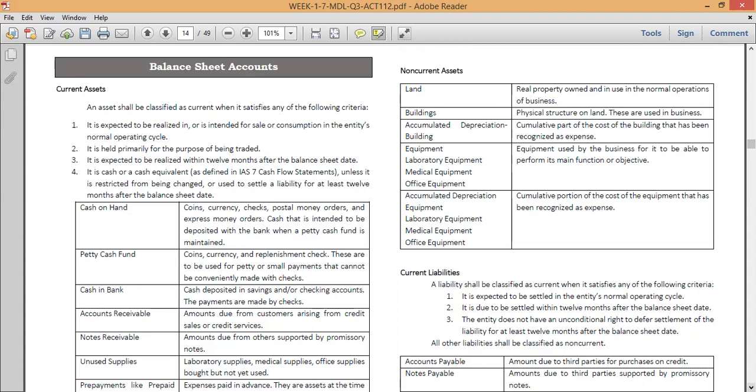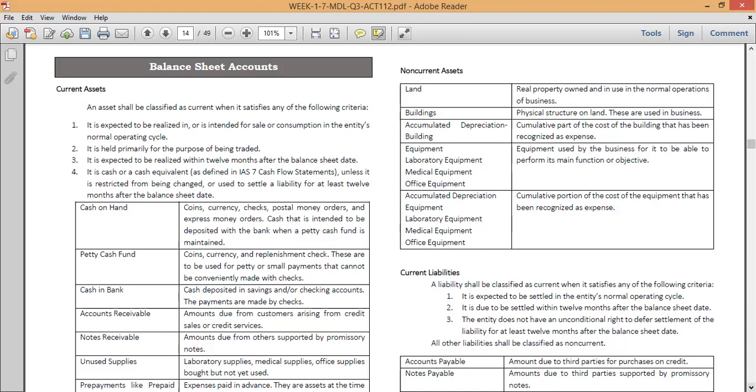It is expected to be realized in or is intended for sale or consumption in the entity's normal operating cycle. It is held primarily for the purpose of being traded. It is expected to be realized within 12 months after the balance sheet date. Then it is cash or a cash equivalent as defined in IAS 7 cash flow statements unless it is restricted from being changed or used to settle a liability for at least 12 months after the balance sheet date.